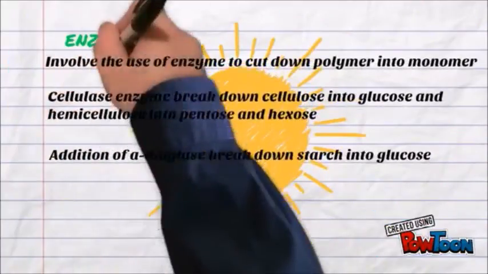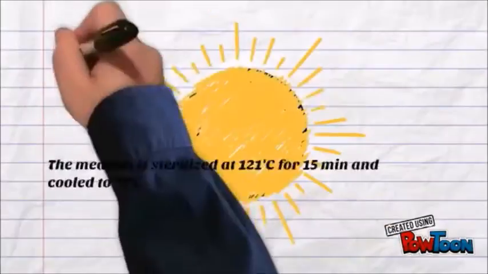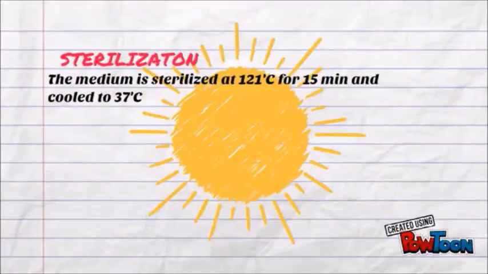Third involves the use of enzymes to cut down polymers into monomers. Cellulase enzyme breaks down cellulose into glucose and hemicellulose into pentose and other sugars. The addition of alpha amylase breaks down starch into glucose. Fourth, the medium is sterilized at 121 degrees Celsius for 50 minutes and cooled to 37 degrees Celsius.